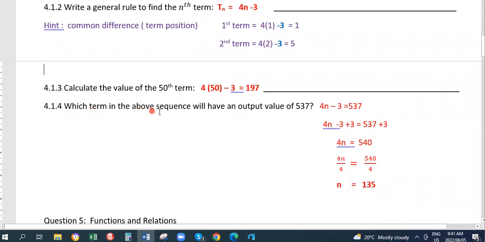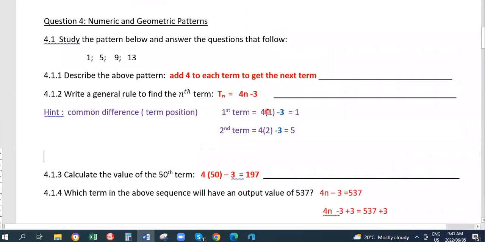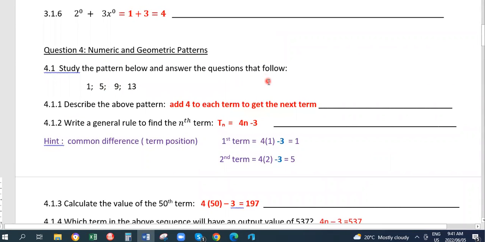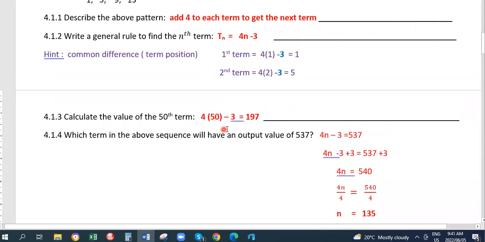Next one, which term in the above sequence will have an output value of 537? We are saying which term down the line will give me an answer of 537. So we know that 4n minus 3 must be equal to 537. So you can ask yourself, 4 times what number minus 3 will give me 537?